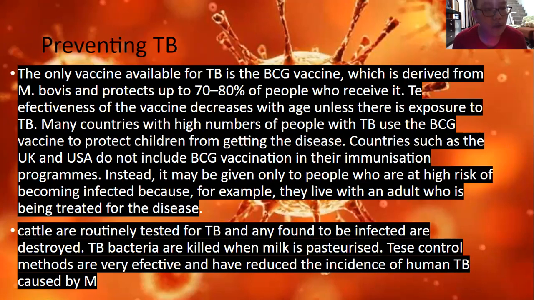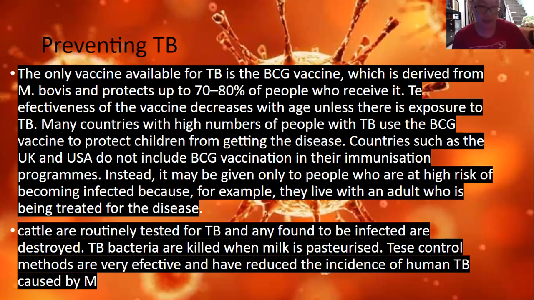How to prevent TB, or tuberculosis? The only vaccine available for TB is the BCG vaccine, which is derived from M. bovis and protects 70 to 80% of people who receive it. The effectiveness of the vaccine decreases with age unless there is exposure to TB. Many countries with high numbers of people with TB use the BCG vaccine to protect children from getting the disease. Countries such as the UK and USA do not include BCG vaccination in their immunization programs.